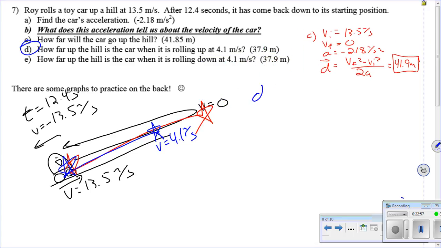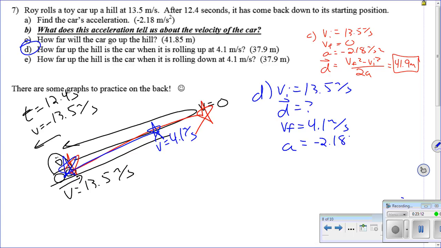So question D, vi is still 13.5 meters a second, but now I want to find the displacement that we get to in the time it takes to get to a final velocity of 4.1 instead of 0 with this acceleration, negative 2.18 meters a second squared. So just use the vice grip again, right? You don't know the time, so find your displacement. So it's vf squared minus vi squared all over 2a. Plug in your numbers, and you do get somewhere in the neighborhood of 37.9 meters.